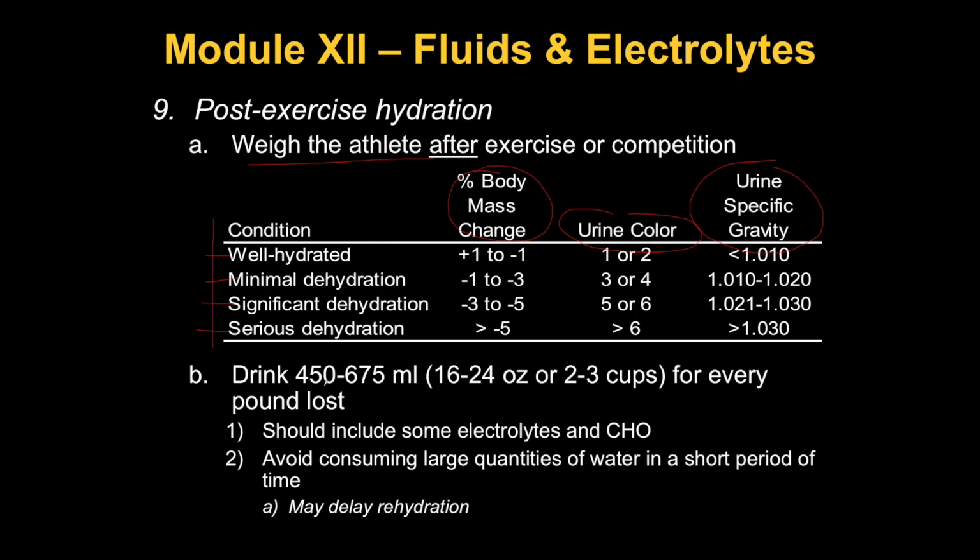So what are the recommendations? Well, we want to drink about 450 to 675 milliliters of fluid, or 16 to 24 ounces, or 2 to 3 cups for every pound of weight that's lost. This should include electrolyte as well as carbohydrate.